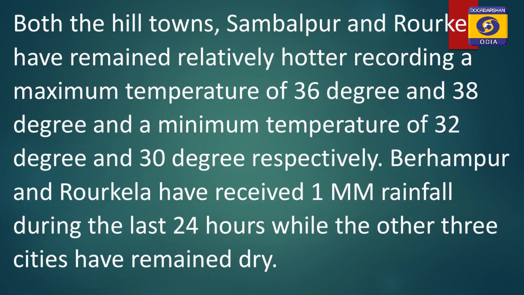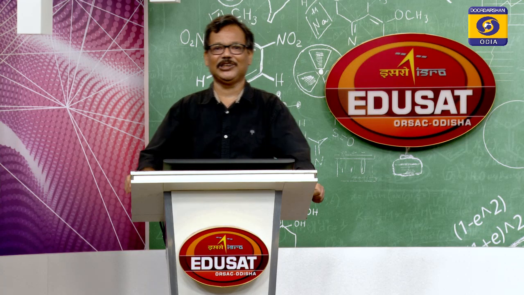Both the hill towns Sambalpur and Rourkela have remained relatively hotter, recording a maximum temperature of 36 degree and 38 degree and a minimum temperature of 32 degree and 30 degree respectively. Berhampur and Rourkela have received 1 millimeter rainfall during the last 24 hours, while the other 3 cities have largely remained dry. Now, I will discuss this interpretation.